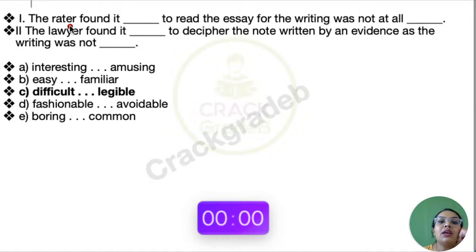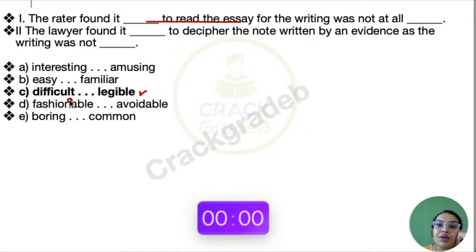The rater found it difficult to read the essay for the writing was not at all legible. Whenever you are able to read something, that thing is legible, okay? Imagine a prescription from a doctor. Most of the doctors, whatever they write, it is not legible. You are unable to make out what they have written. So here, that's what we are saying.